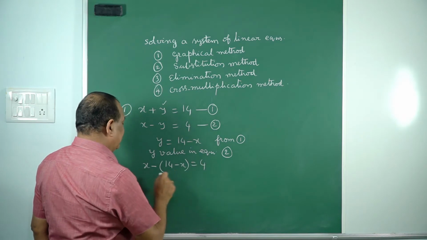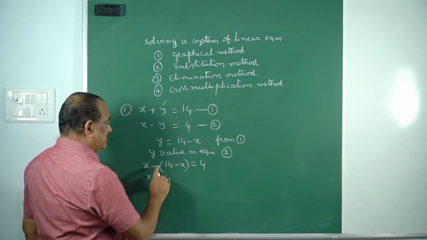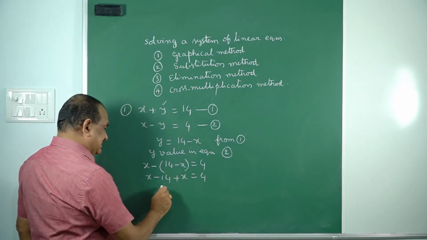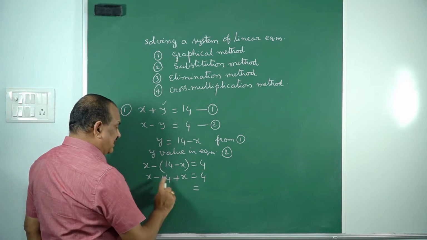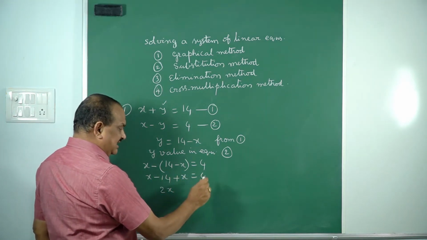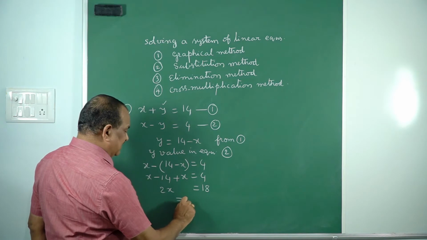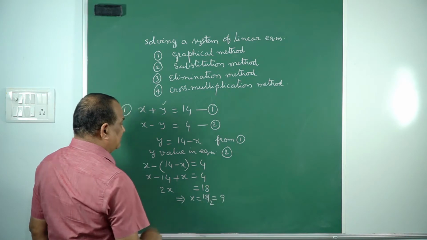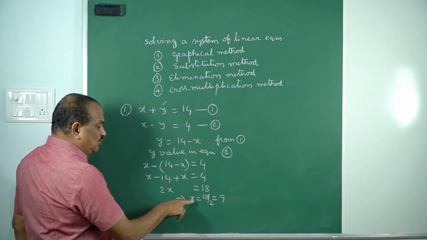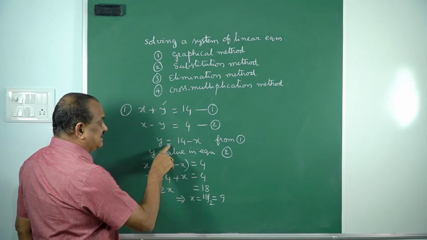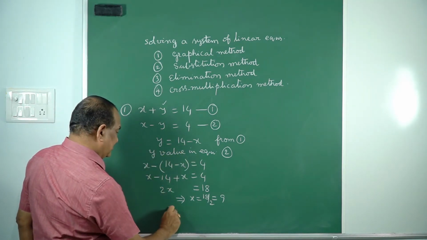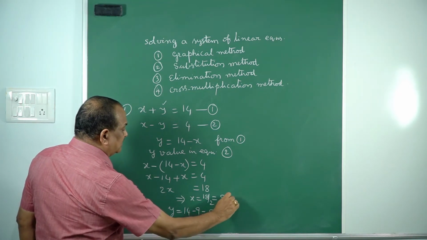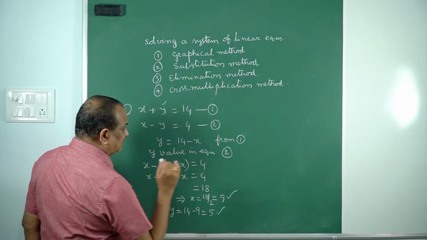And that is 4. So x minus (14 minus x) is equal to 4, that is x minus 14 plus x is equal to 4. Twice x is equal to, minus 14 will go to that side, plus 14, and 4 gives you 18. It implies x is equal to 18 on 2, and that will give you 9. Now, once you know that x is equal to 9, y is equal to 14 minus 9, which will give you 5. So this is how you got x is equal to 9 and y is equal to 5.